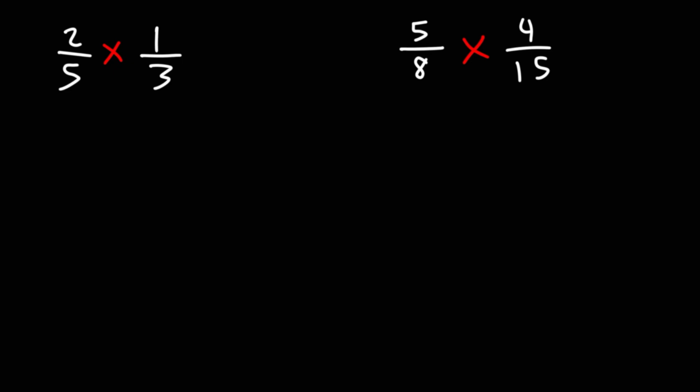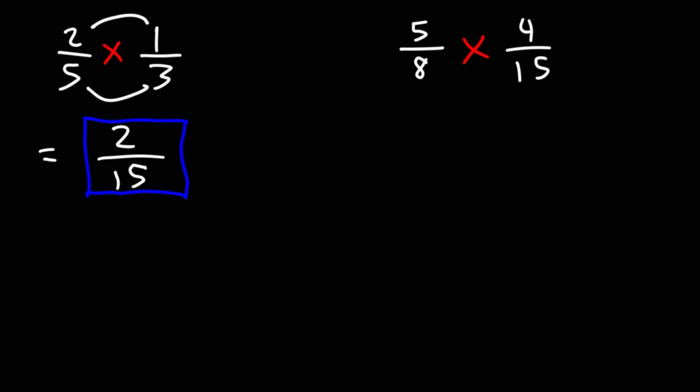In this lesson, we're going to focus on example problems of multiplying and dividing fractions. So here we have two example problems on multiplying two fractions. To multiply two fractions, you need to multiply across. 2 times 1 is 2, and 5 times 3 is 15. So the answer for the first example is just 2 over 15.